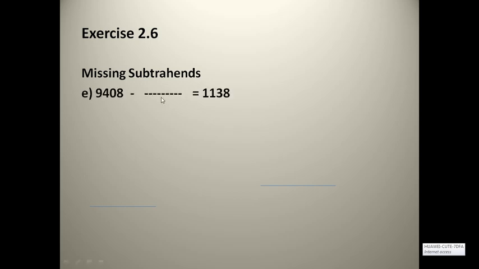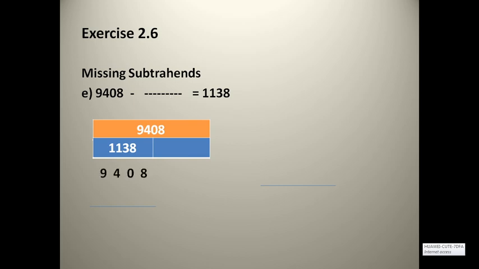Next, we are still in exercise 2.6. Here subtrahends. We call this number in this place the subtrahend. Here we have the first number, and we have the result here. So what will we do to find this number? We will subtract. Here I write the bigger number up, and here this is the answer, I write it here. If I subtract these two numbers, I can find the subtrahend.